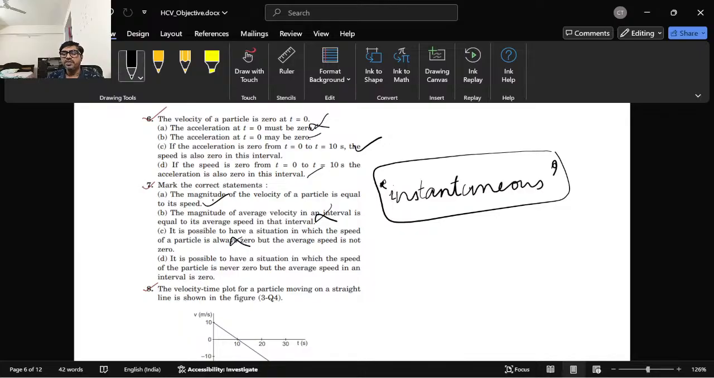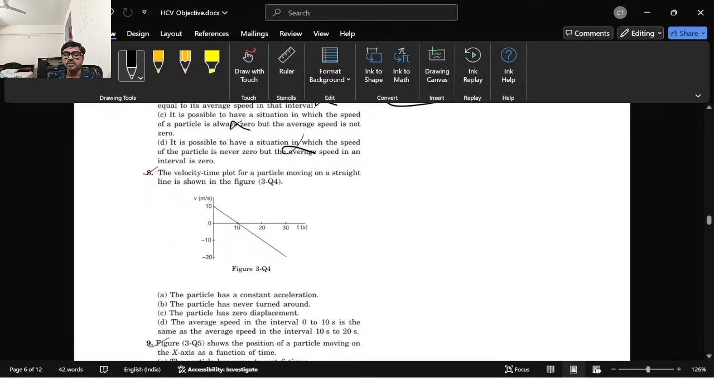It is possible to have a situation in which the speed of the particle is never 0. So it is continuously moving, but the average speed in an interval is 0. That's wrong. If it is moving, it will cover distance. I am not talking about displacement. If it is traveling continuously, it is going to cover distance. When the distance is covered, then average speed is distance by time interval. It will always be there. Correct. Okay. Next, 8th question.